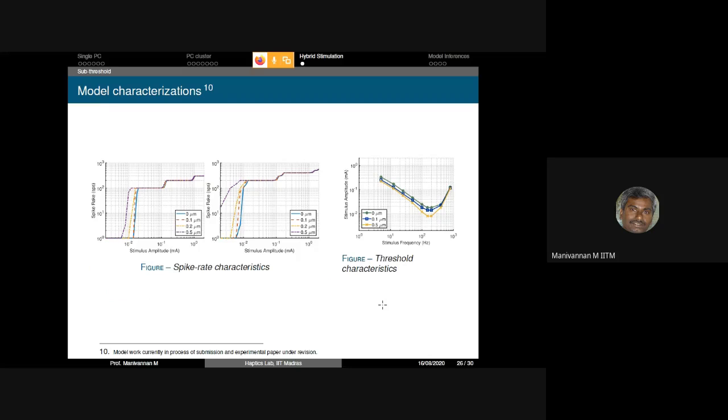Then to improve the practical use of all these models, we have done something unusual, which we didn't expect. Because we got some insight from the model, we got this idea: why not mix both mechanical and electrical stimuli? We call it hybrid stimuli. In that case, what happens to the spike rate characteristics and the threshold characteristics?